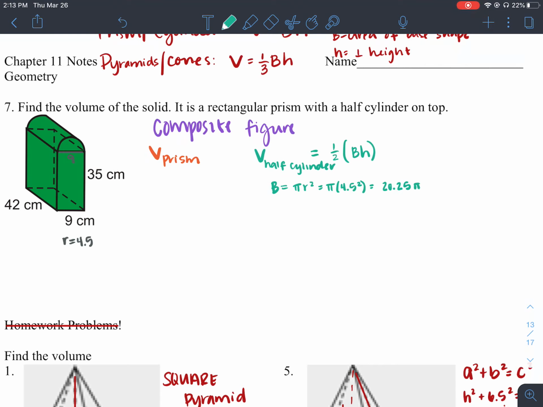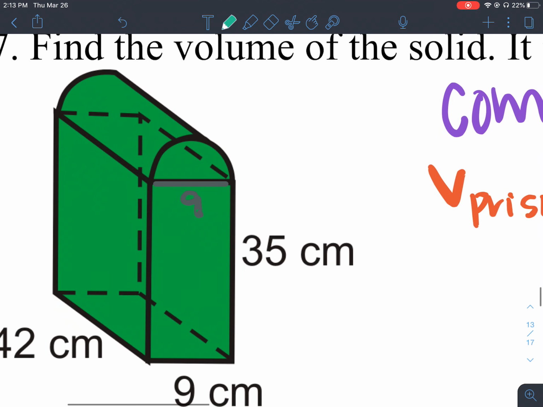Now I want to think about the height of my cylinder. And remember, heights for cylinders and prisms need to go from base to base. So if I look at this cylinder and I want to say, oh, this is how tall my cylinder is, that's not true. That's going to go from the edge of my circle to that diameter. That does not go from base to base.